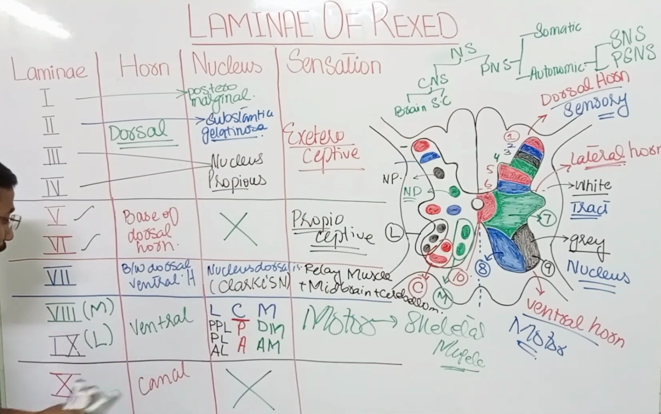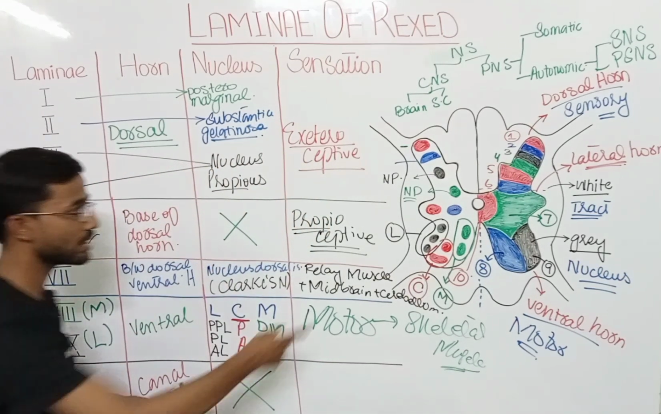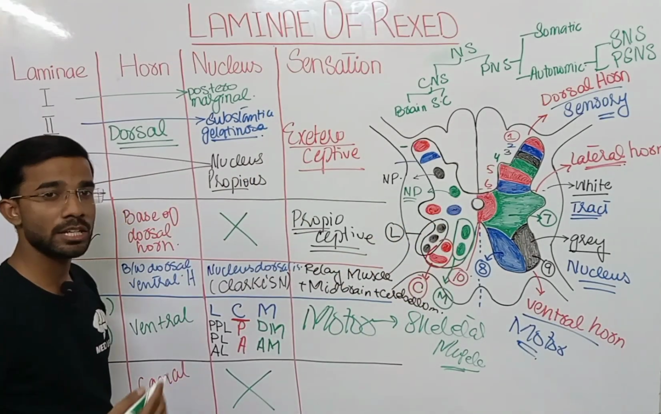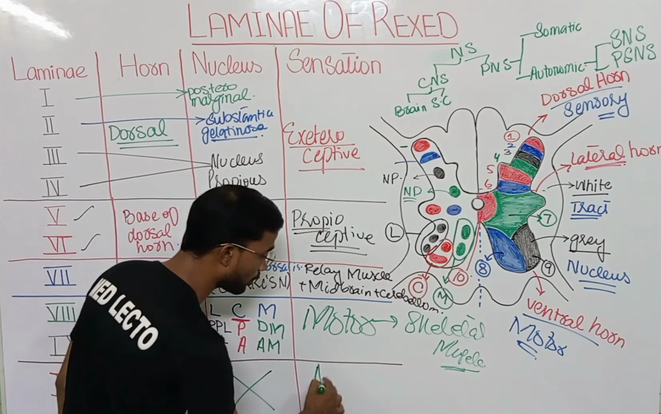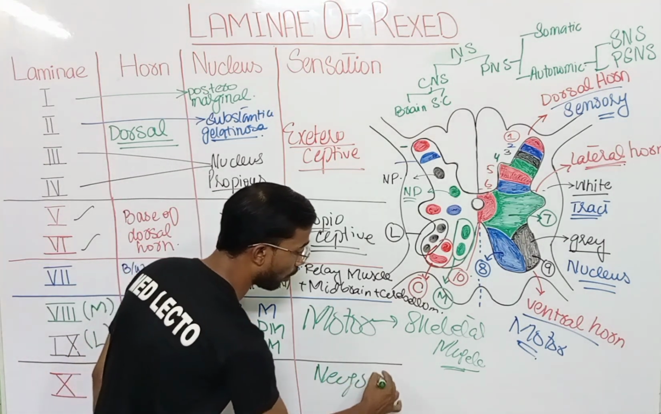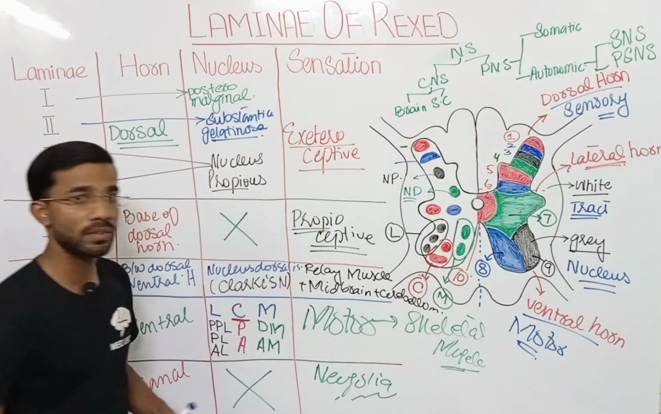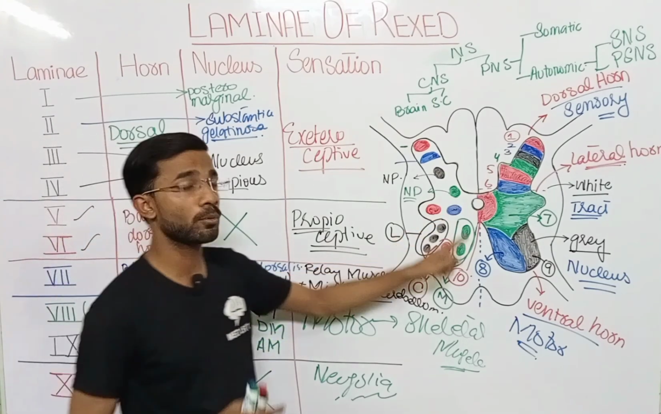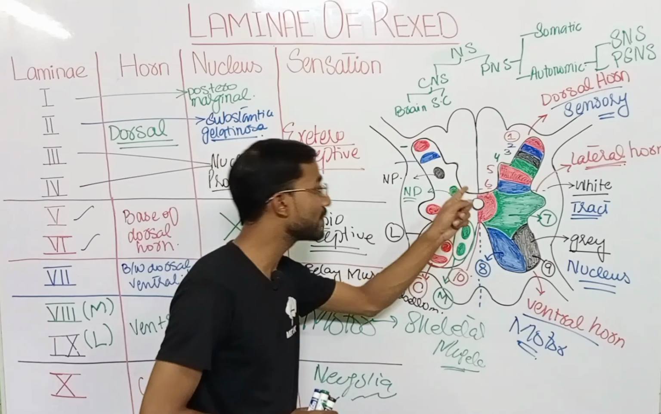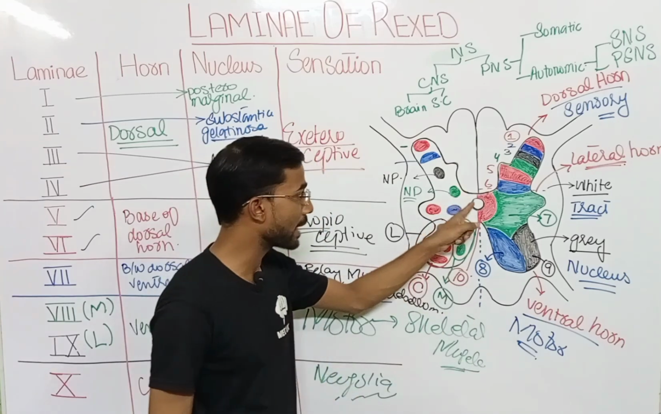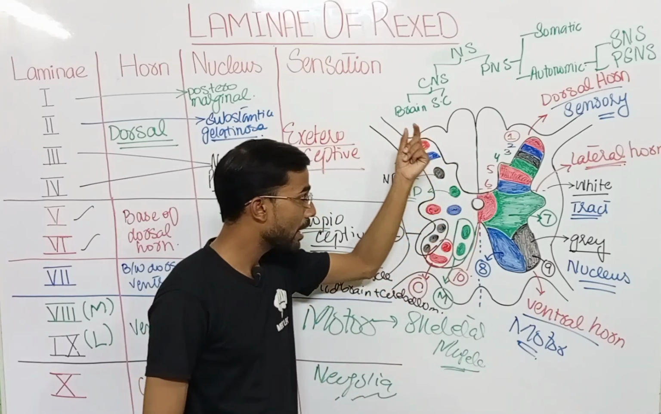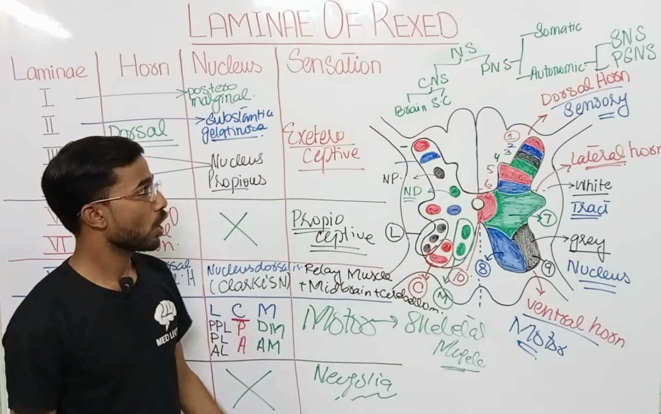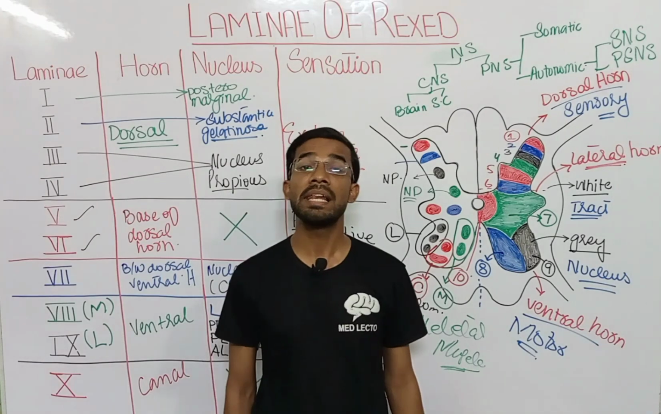And last is the 10th, which surrounds the spinal canal. In this case you will see the presence of lots of neuroglia, and ependymal cells that are involved in the production of cerebrospinal fluid, which is present in the spinal canal, passing through the middle of the gray matter. So this is all about the laminae of Rexed.